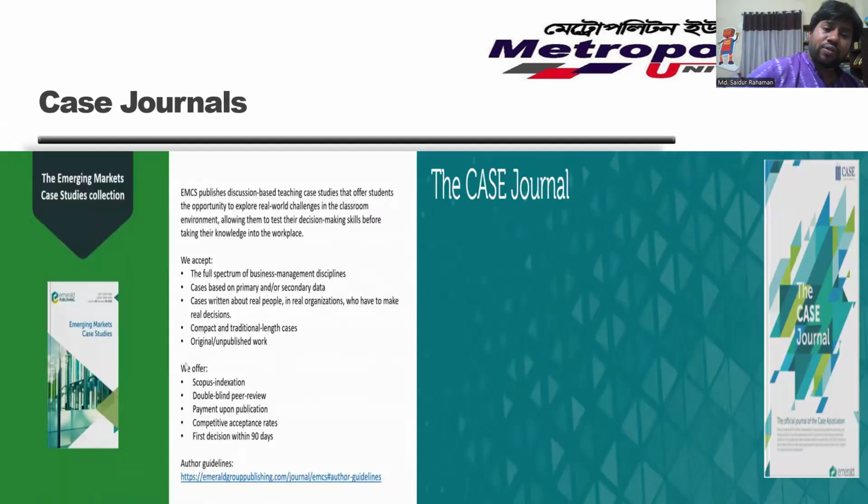So that's all about the case. This is the simple guideline for drafting a case study. So these three different parts will help you. There are some case journals where cases are frequently published. Among all these, there are two journals from MIL publishers.